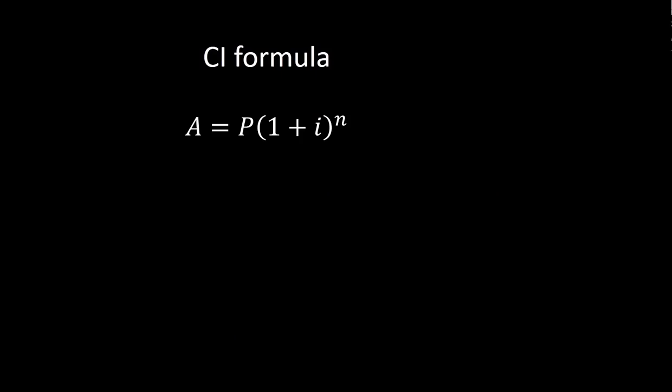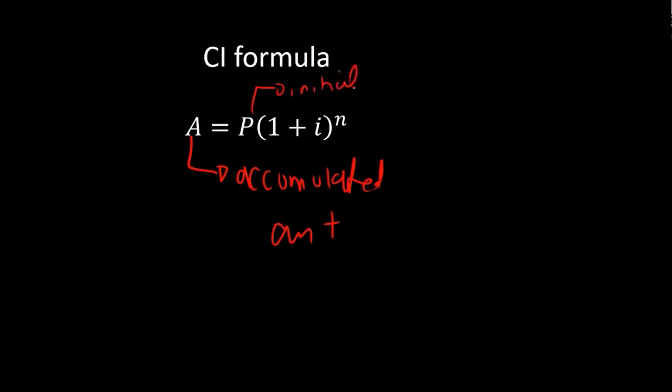The formula you use for compound interest, which most of you should be quite familiar with, is A equals P into (1 plus i) to the power of n. Just a reminder of what your variables are showing you. A is your final amount or your accumulated amount. How much do you end up with? P is the initial amount. What did you put in? i is the interest rate, and it's in decimal form, and n is of course your period.